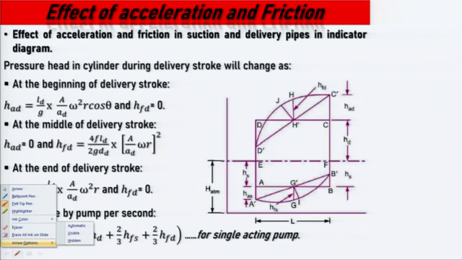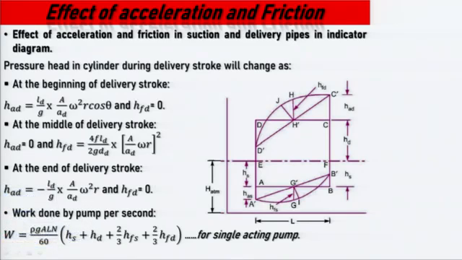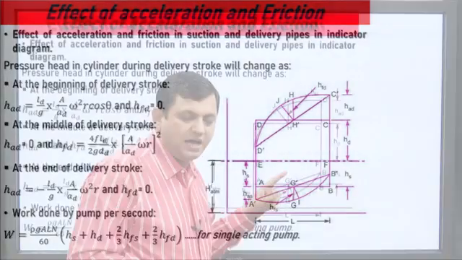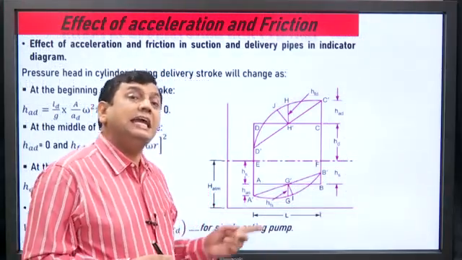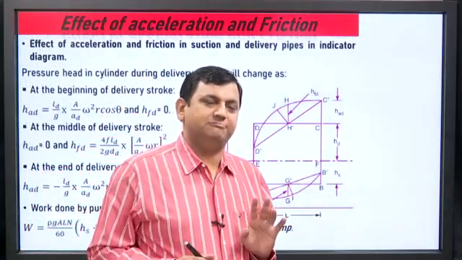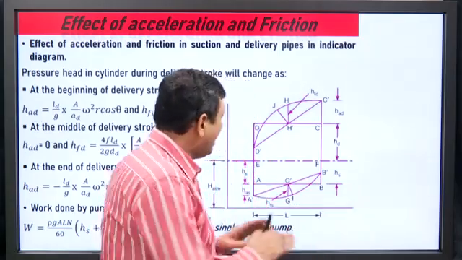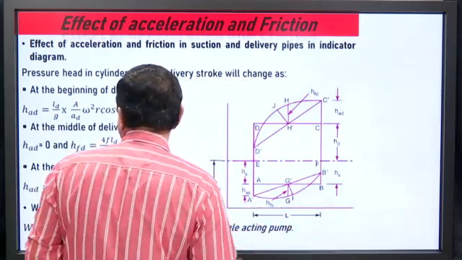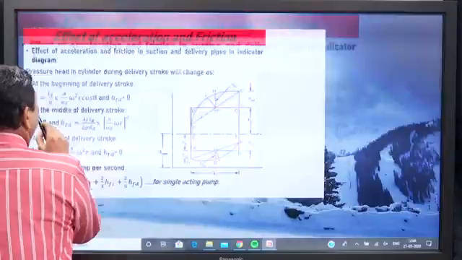So, this diagram shows the combined effect of acceleration and friction in the suction and delivery pipe in the indicator diagram. In all the cases, we have just calculated what HFD is.